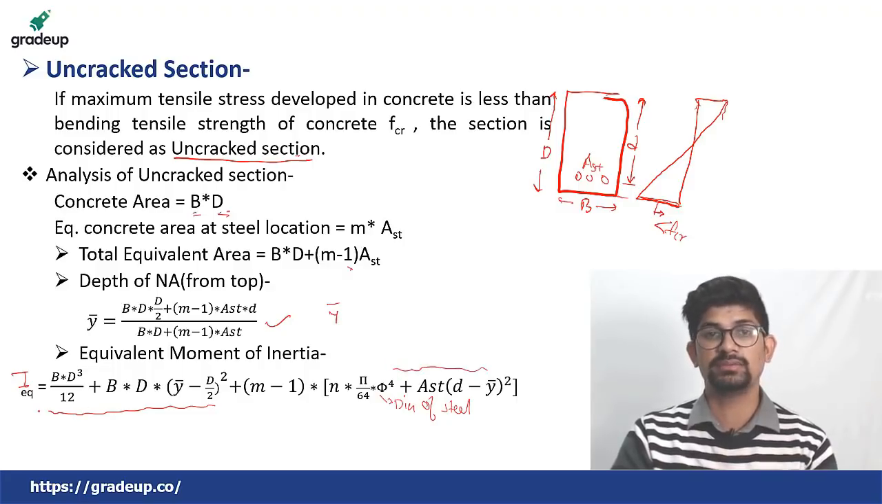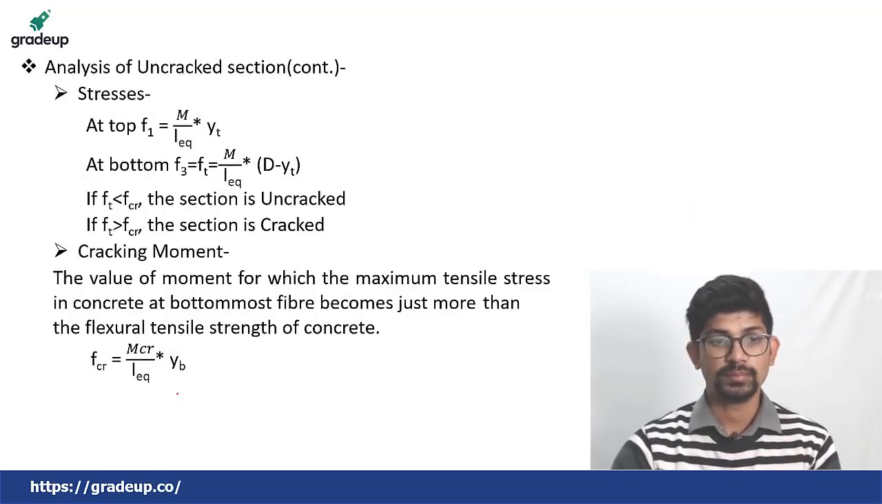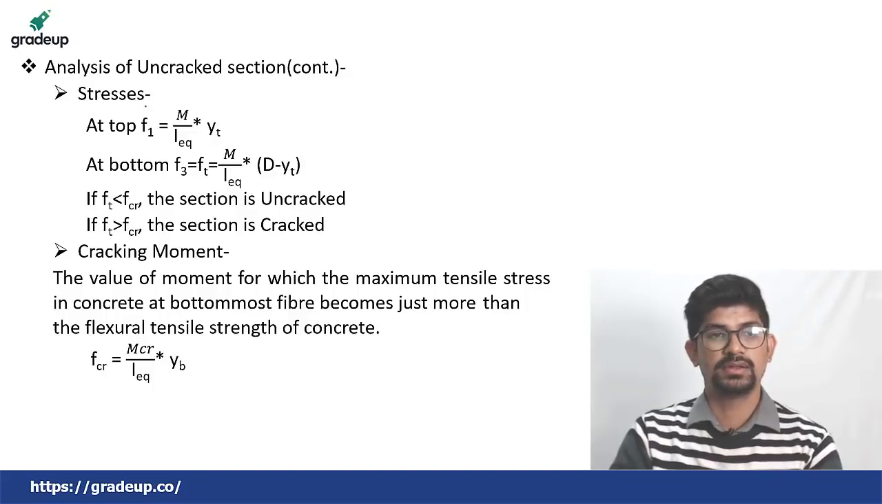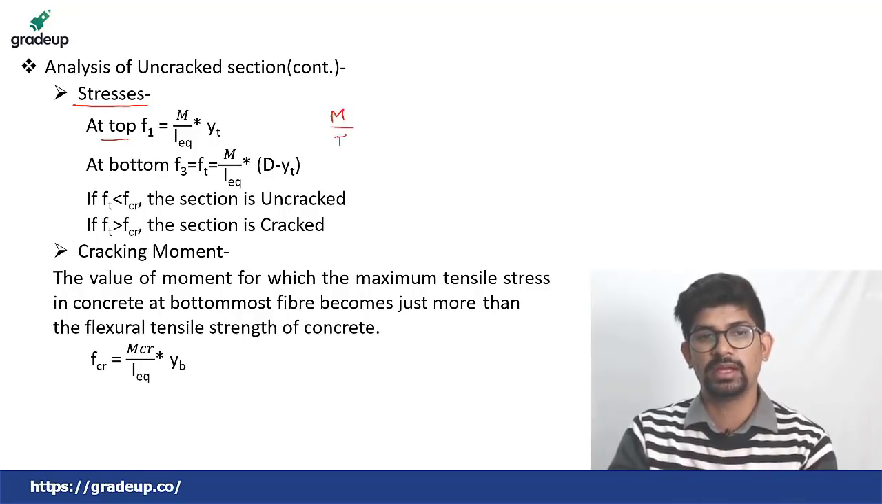So by this expression, we'll get the equivalent moment of inertia. Now continuing with this, the stresses. Now stresses at top and bottom will be calculated. At top, F1 will be equal to M upon I equivalent into Y bar. Here we are using the flexure formula. As we all know, M upon I is equal to sigma upon Y is equal to E by R. So we are using the flexure formula here.